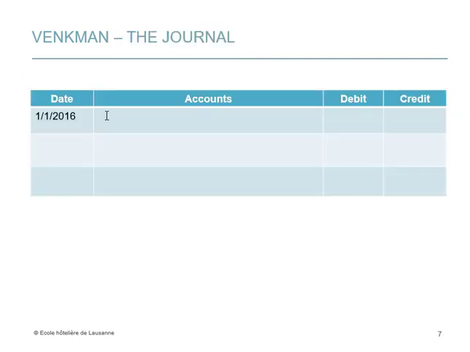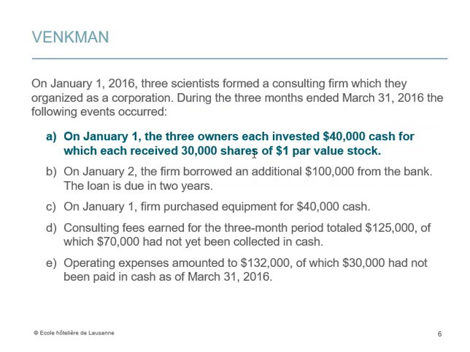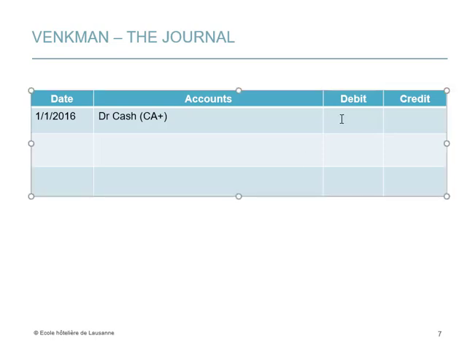So how will we record it? Let's record it in the journal. The transaction happened on the 1st of January 2016. Here we'll record the accounts that we will need: debit and credit. Which account will be debited? Which account is increasing? The first account increasing is cash. Cash is our current asset, which is increasing. And by how much? As we already said before, there were three owners, each invested $40,000.